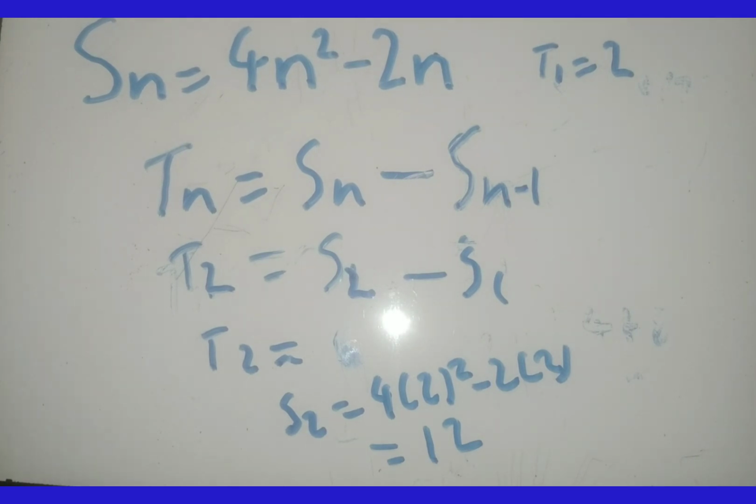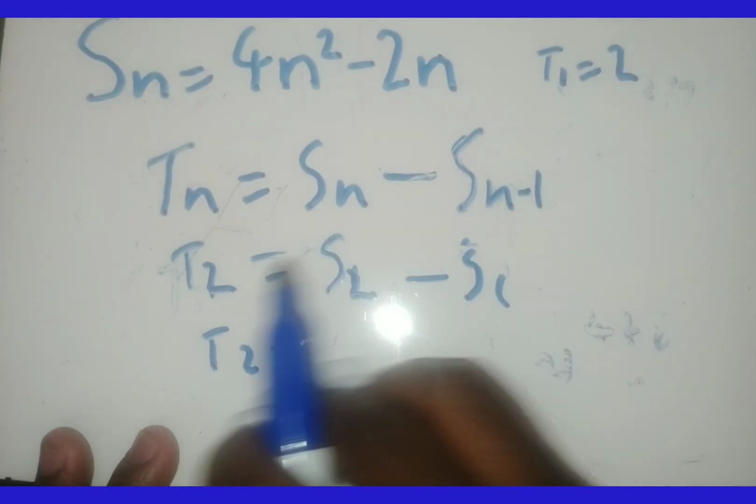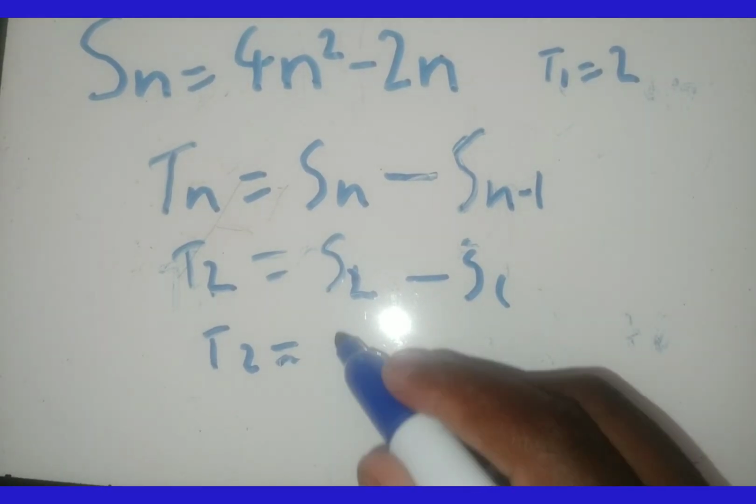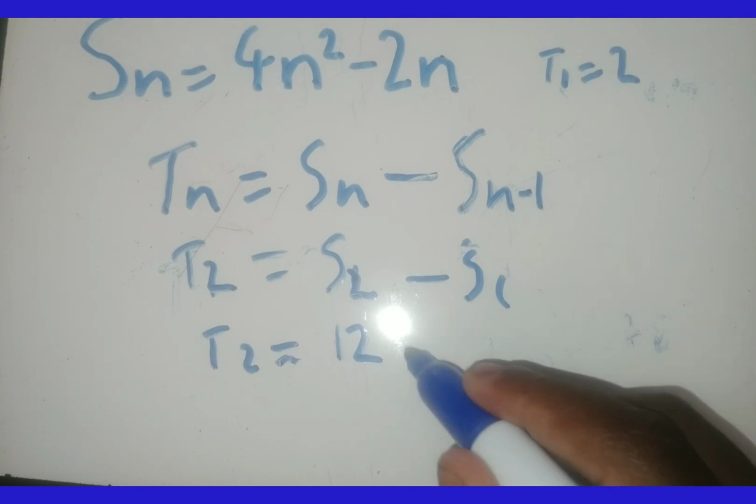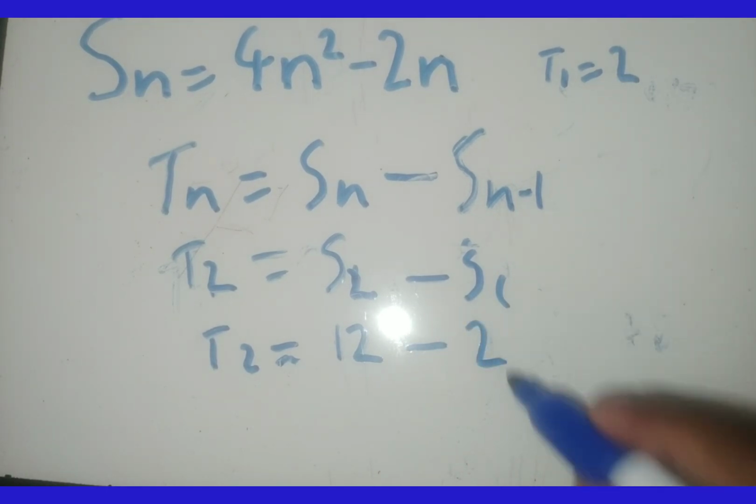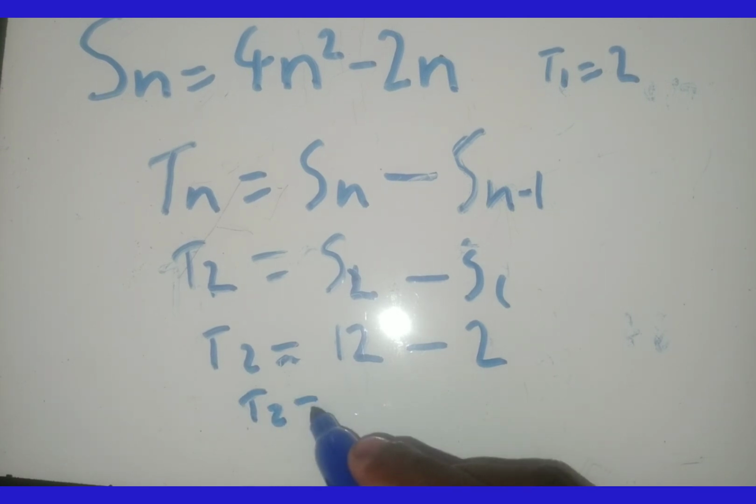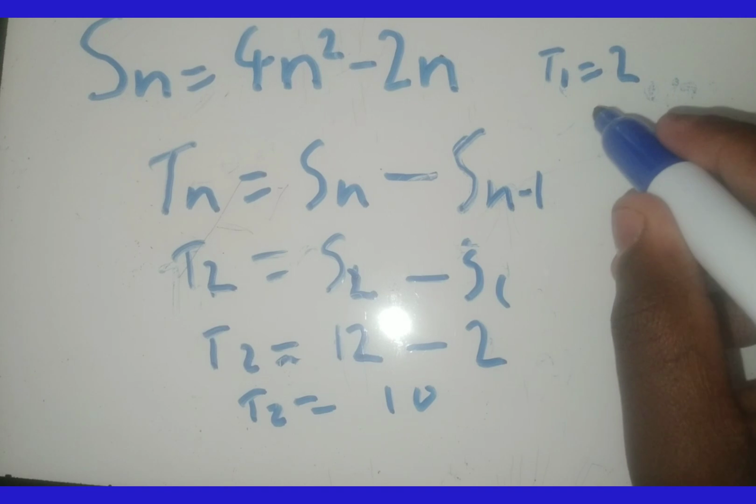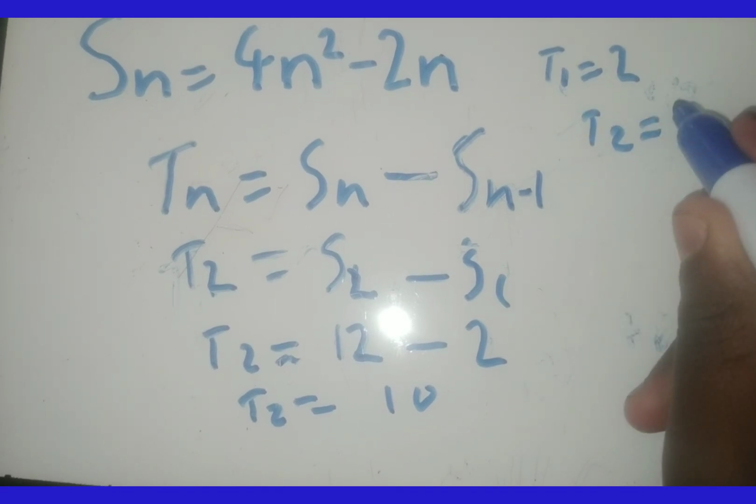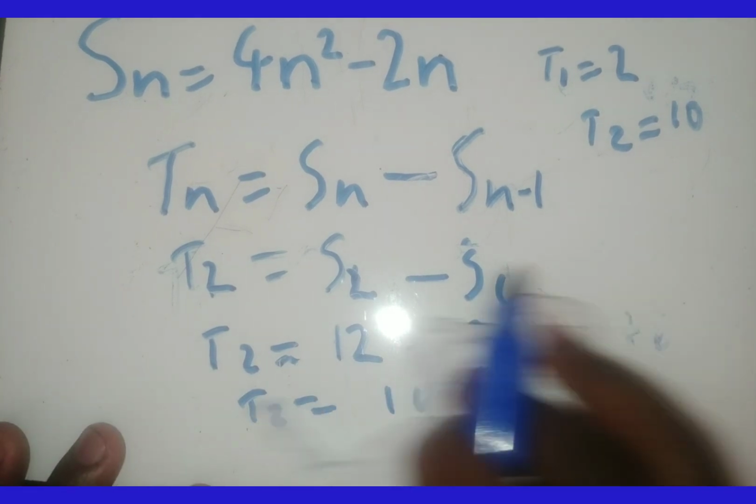So we found S2. Now we can go back to that formula. S2 was 12 minus S1. S1 was T1. We found it before. So that means T2 will be equal to 10. So we found T2. T2 is 10. Okay, let's find T3. We're going to find it using the same thing.